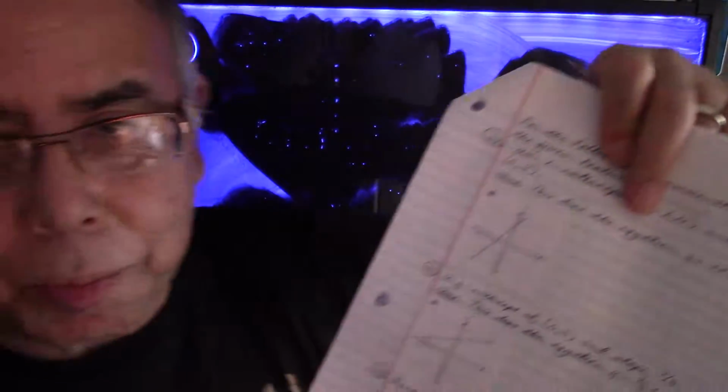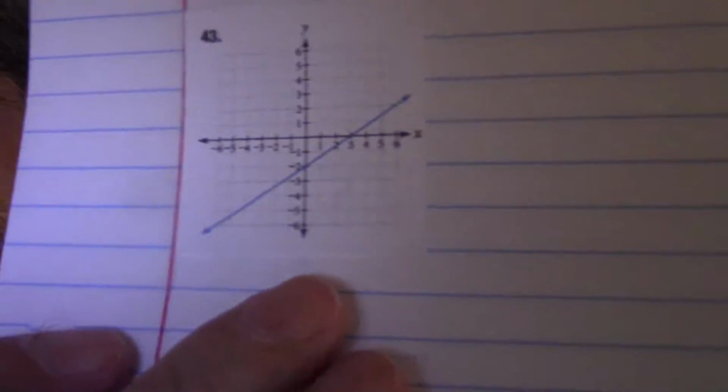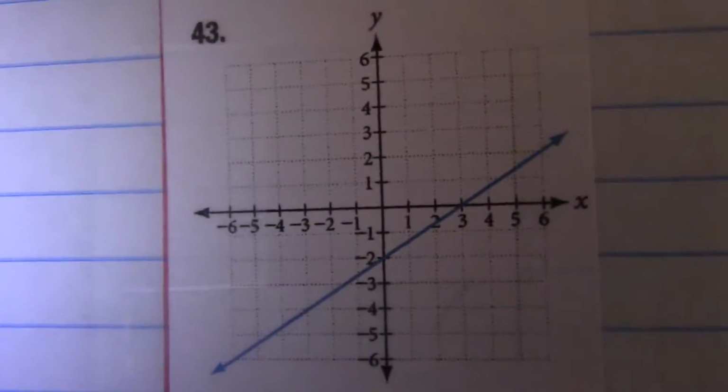Okay, number 43, passing through the points -3, -4, and 3, 0. So you can plot those 2 points, connect them with a straight line, and that line has an equation y equals 2/3 x minus 2. You can use the 2-point equation to get that, but here's the answer in your book. Just plot those 2 points and connect them with a straight line.